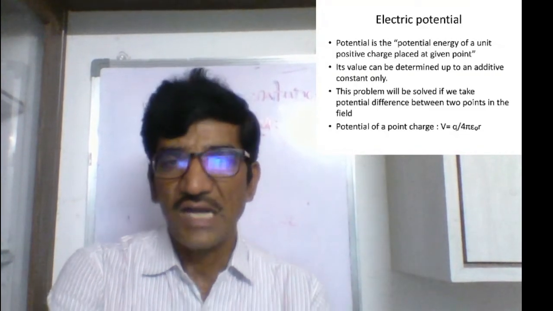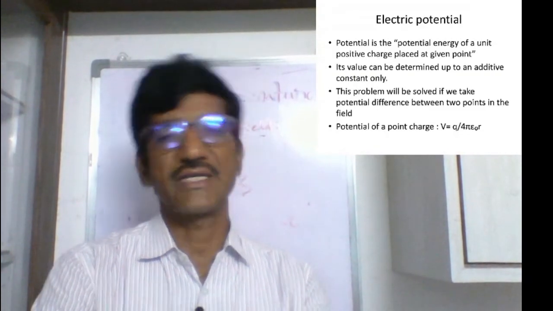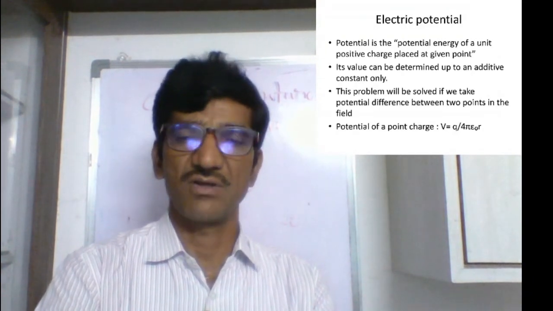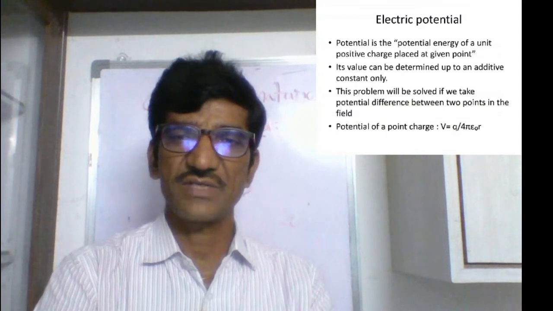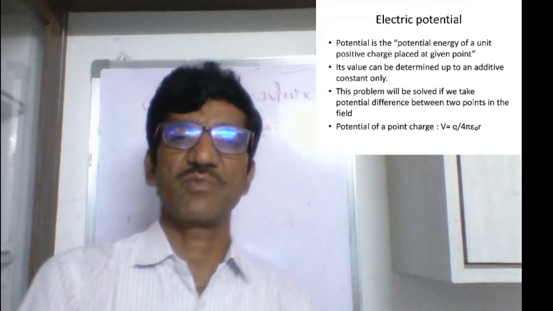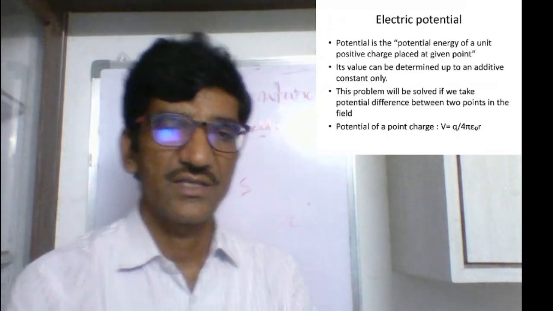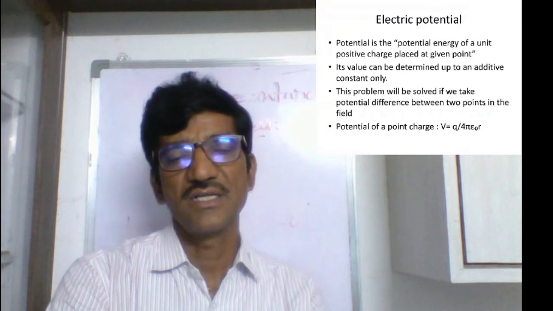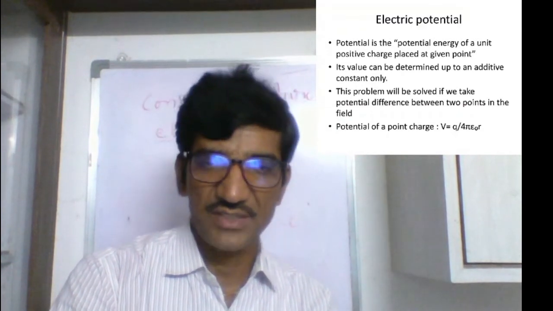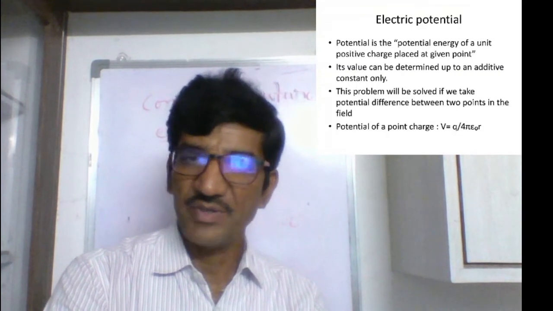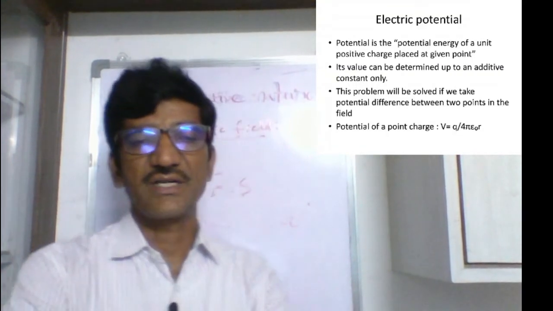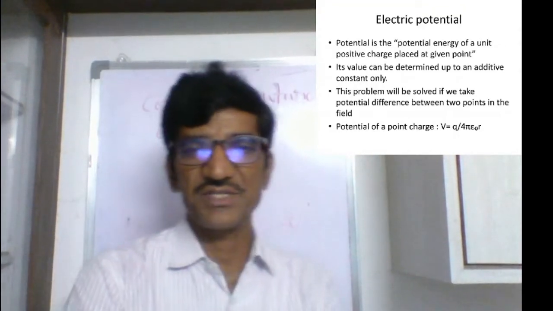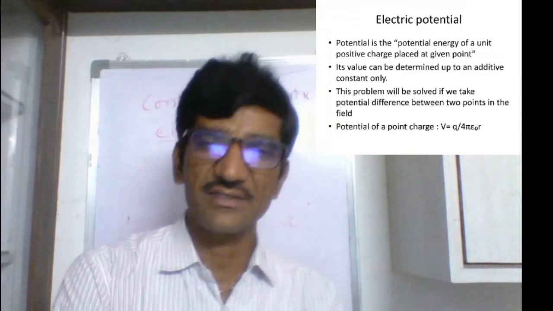How to solve this problem? Whenever you take the potential difference, the problem is solved. So instead of considering electric potential, we have to consider electric potential difference. This only will be meaningful. Then the undetermined constant will be cancelled at point A and at point B. So the effect of the undetermined constant will not be there if you consider the potential difference between two points in the electric field.